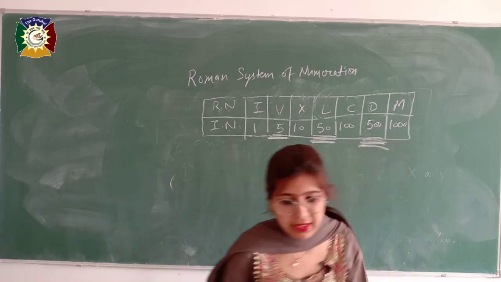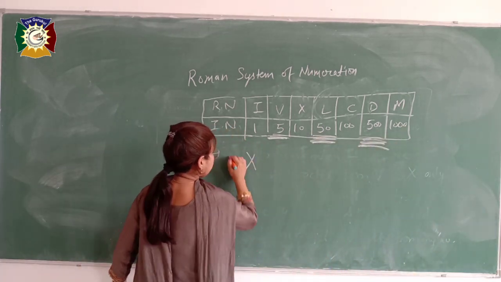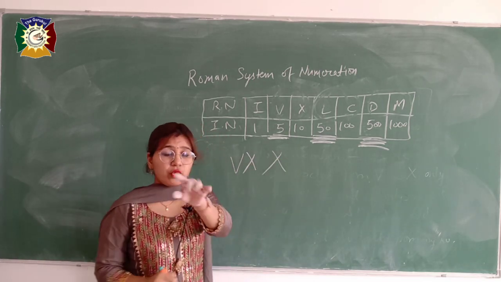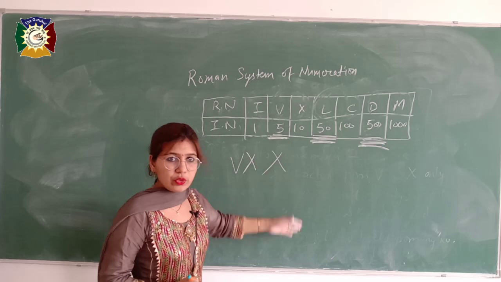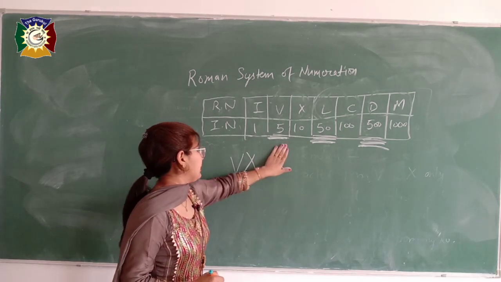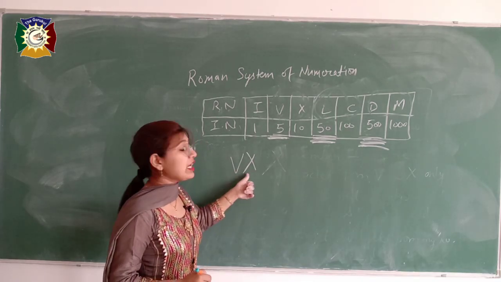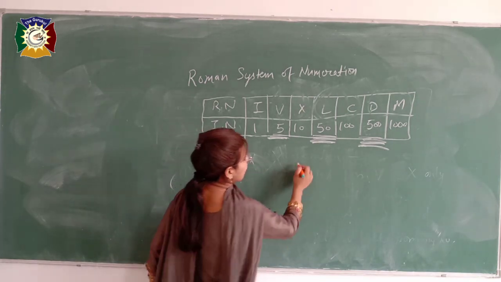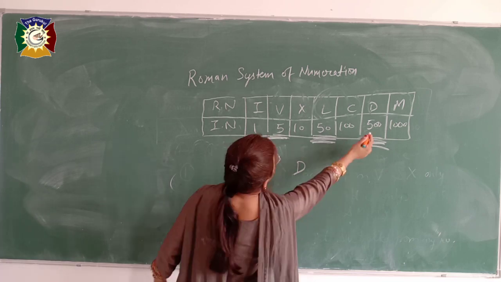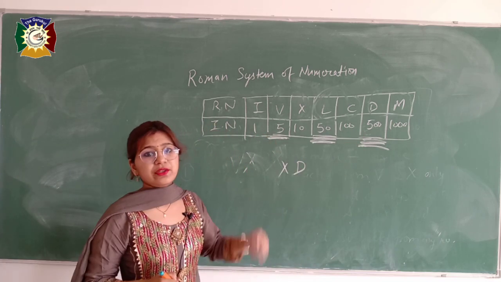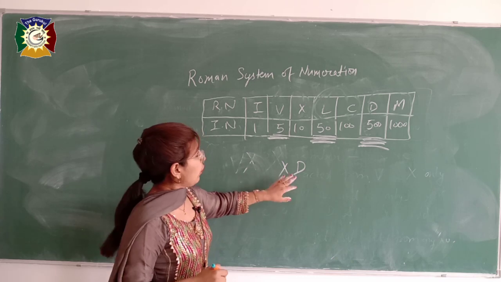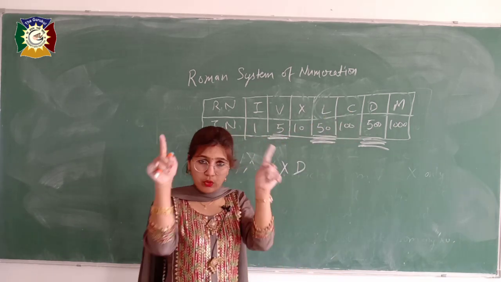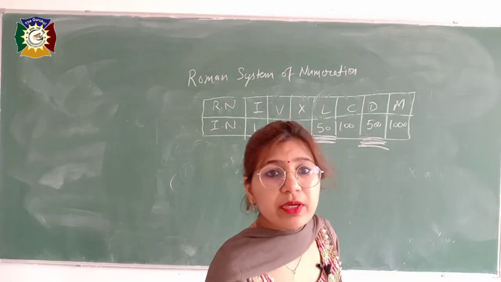If you will say, ma'am, tell me the value of this symbol, I will say, bachche, this is a wrong question, because according to the rules I told you here, you can't write a number like this, as V can't be subtracted from any number, so it is totally wrong. If you will say, ma'am, what is the value of this D and X, it is again wrong, because you can't write it. Only X can be subtracted from L and C. So bachche, keep all these points in your mind so that you are able to solve your exercise.